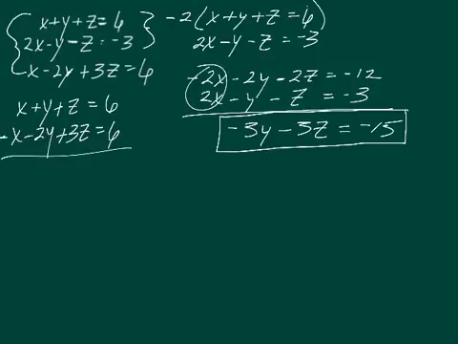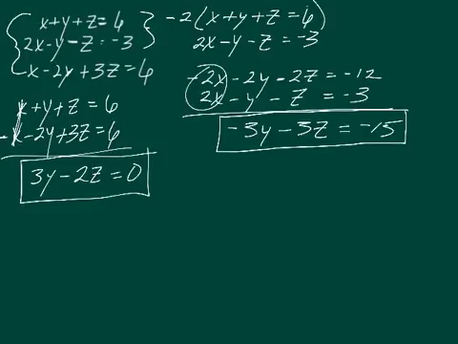X minus x is 0, so those go away. Y minus negative 2y is 3y. Z minus 3z is minus 2z. And 6 minus 6 is 0. So now I have another. Now I can put these two together.